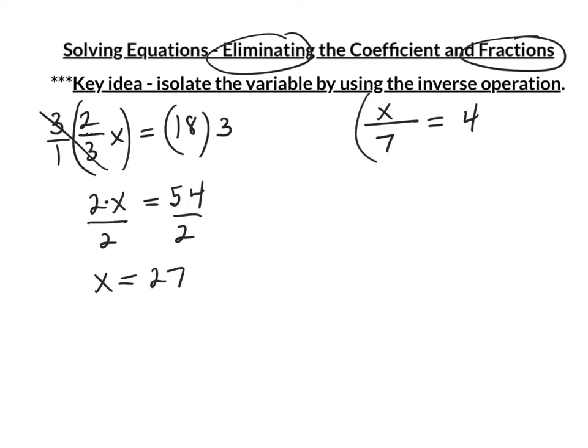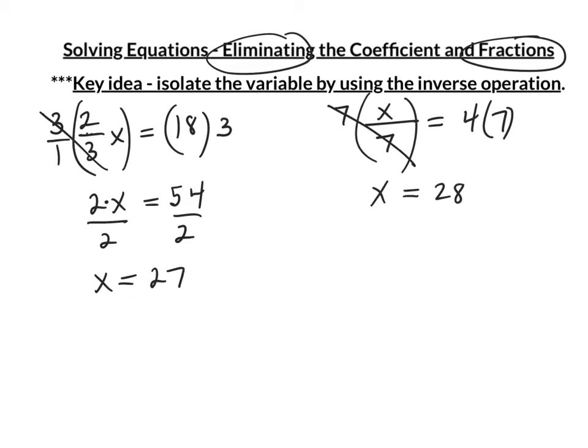But we can just multiply both sides by 7, because how do I get rid of division by 7? I multiply by 7. And what you do to one side, you have to do to the other. There's an equals between them. You got to balance it out. And the 7's cancel, and it's 1x, which is x, and x is 28.